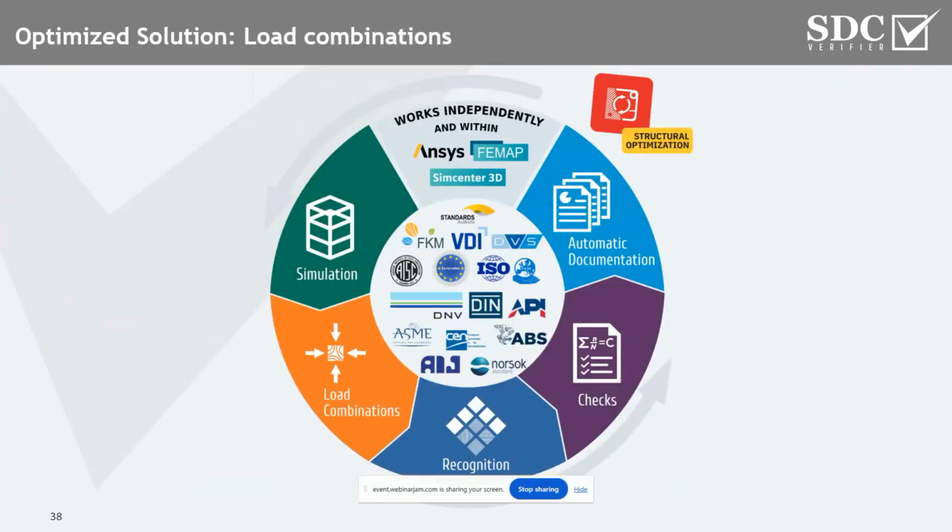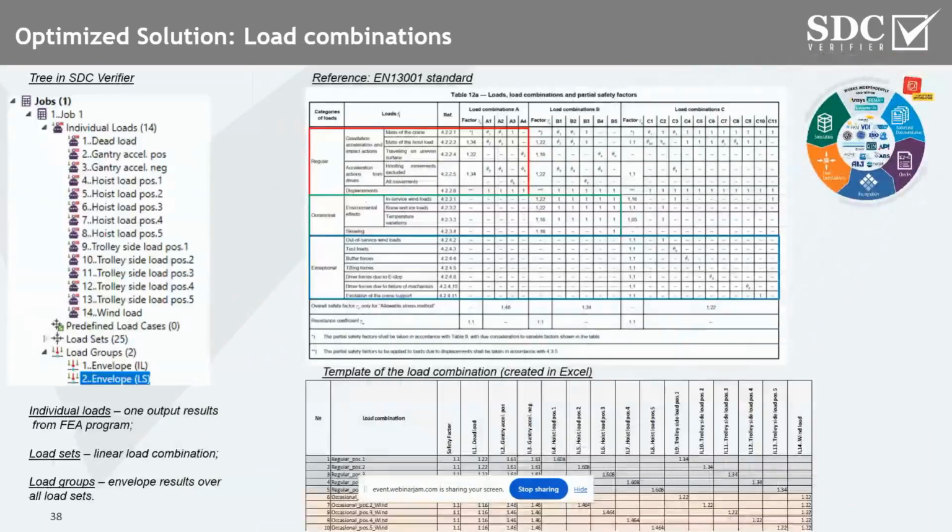After making sure you got the model solvable, you can of course proceed with the load combinations. And load combination, this is something I mentioned at the very beginning. Regardless of the standard, you have to prepare hundreds or even thousands of different load cases. So how does SDC Verifier solve this?